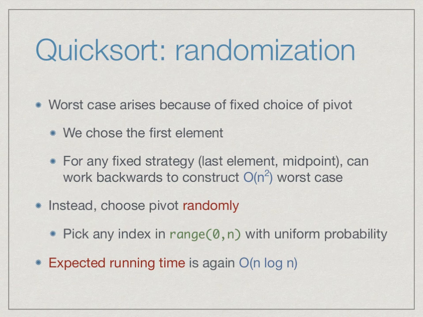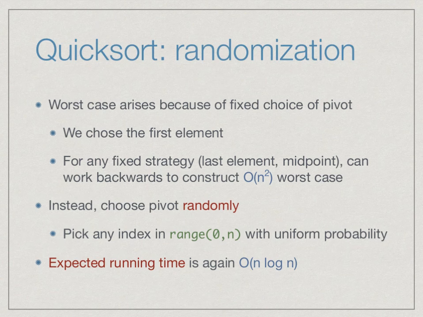Supposing instead we wanted to choose the midpoint, we take the middle element in the array as our pivot. Then again we can construct a worst case input by always putting the smallest value and working backwards so that at every stage the middle value is the smallest or largest value. So for any fixed choice of pivot, if we have a pivot which is picked in a fixed way in every iteration, we can always reconstruct a worst case input.